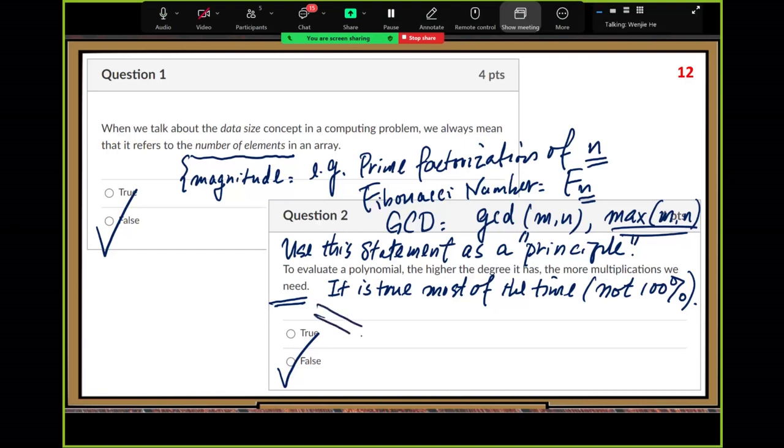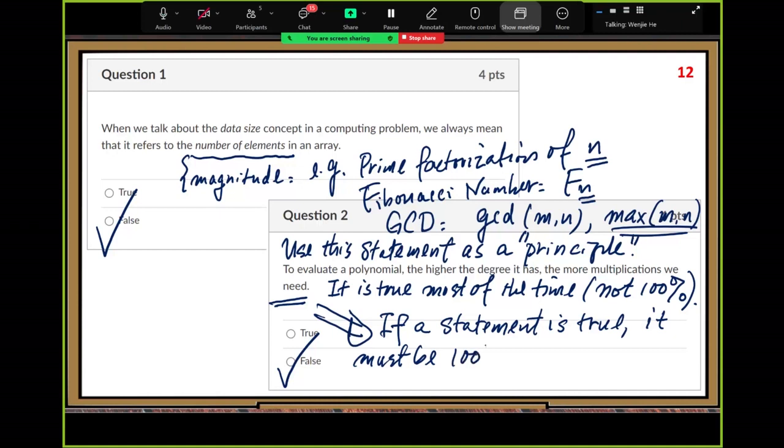So here, to answer the question, if a statement is true, it must be 100% true. Okay? So here the reason we pick false is because it's not 100% true. It's 90-something% true, but not 100%. So as a statement, we say it's false.